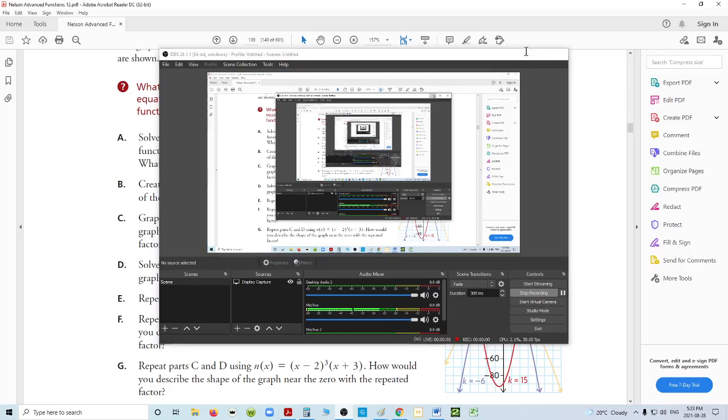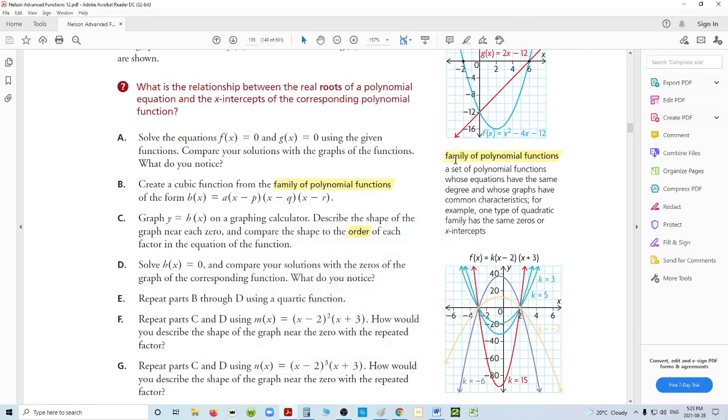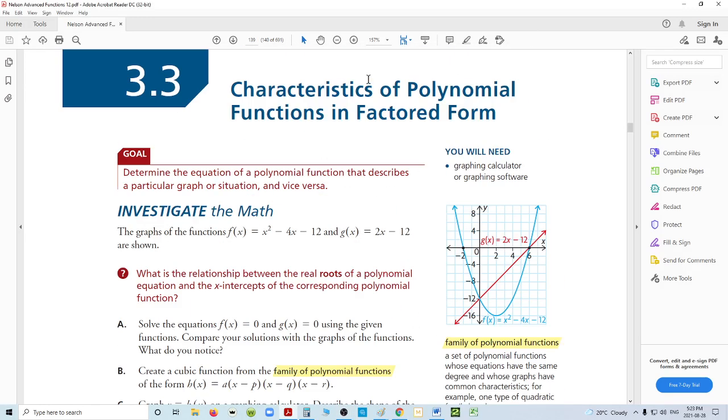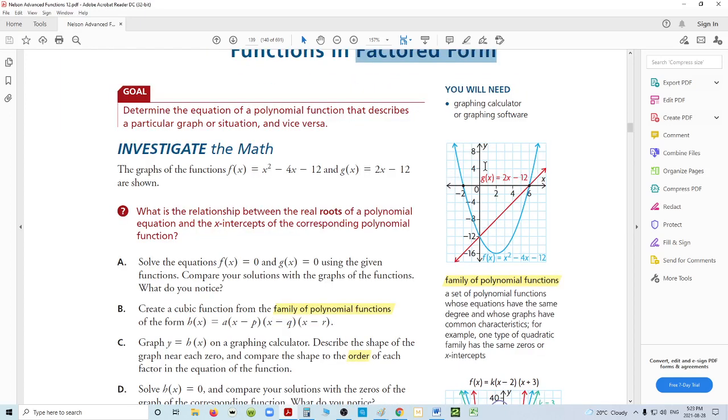Okay, I'm going to try to do all of this at once, but this is unlikely. Well, in chapter 3.3, they're looking at characteristics of polynomial functions in factored form.